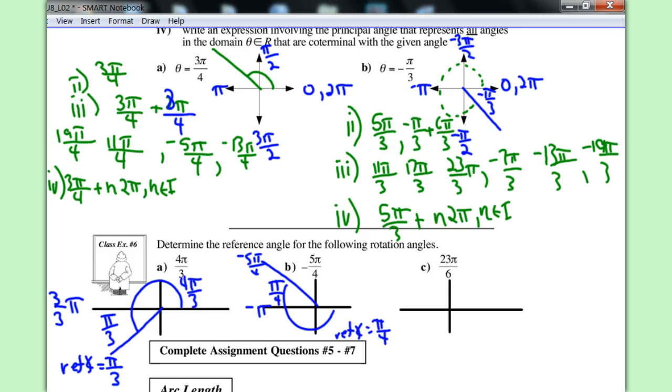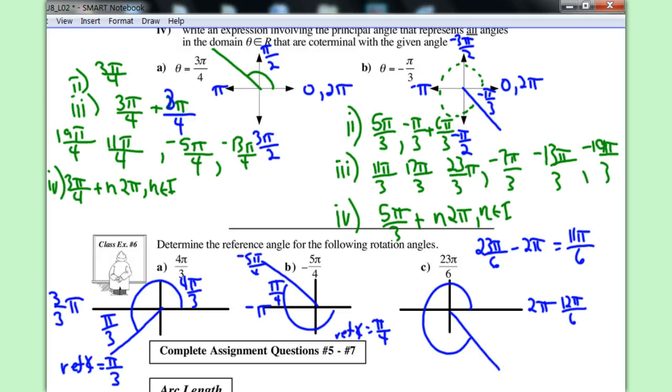23 pi over 6, that's a lot. 23 pi over 6 minus 2 pi, because that's definitely got some extra rotation, ends up being equal to 11 pi over 6, because you subtract 12 over 6 off there. Now 11 pi over 6 is all the way around, but it doesn't quite make it to 2 pi. In fact, because 2 pi is 12 over 6, it's 1/6 less than 2 pi. So it's in this quadrant, and the reference angle for this one is equal to pi over 6 in quadrant 4.